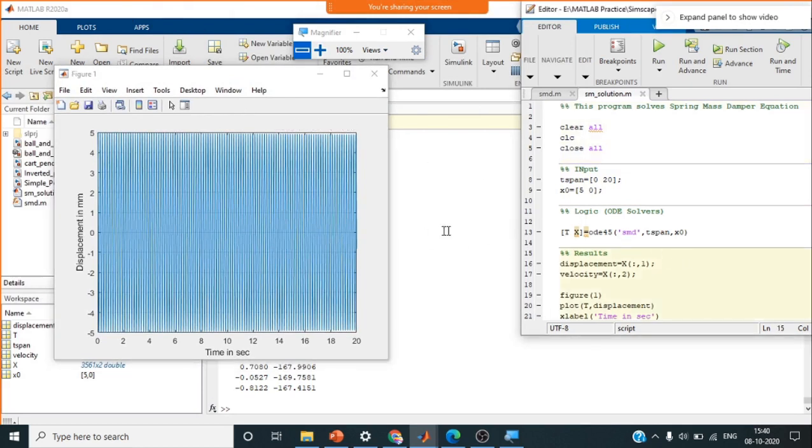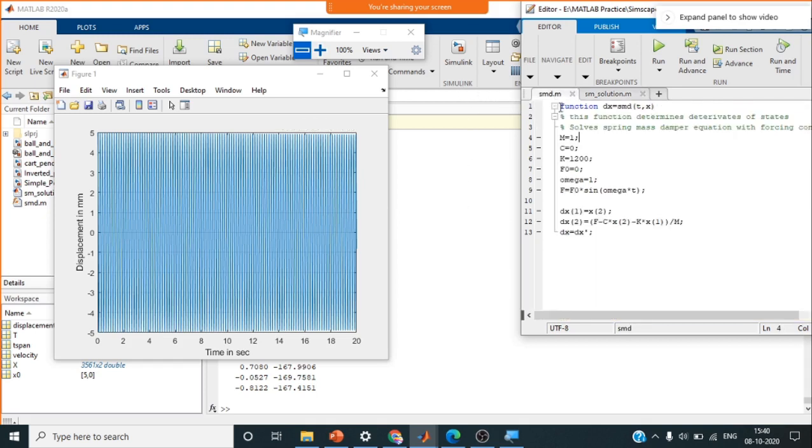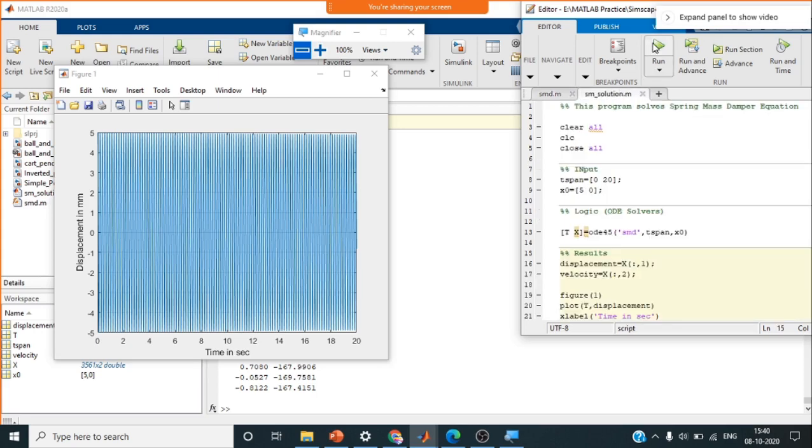Okay, so to do such a simulation, what is to be done? You need to first of all identify what your input is. If your input is not proper, then obviously your output also will not be proper. We'll now provide a small amount of damping for this. We'll provide 5 as the damping, and then again I will simulate.